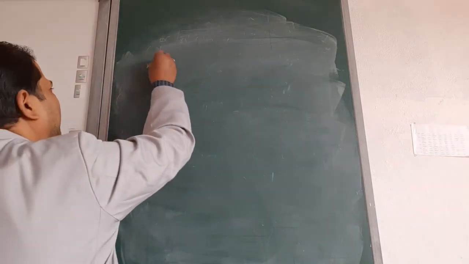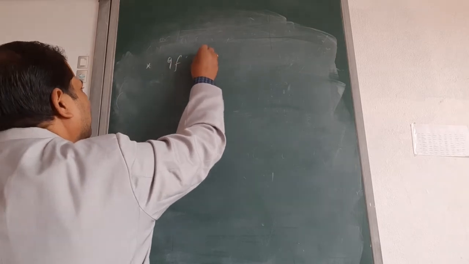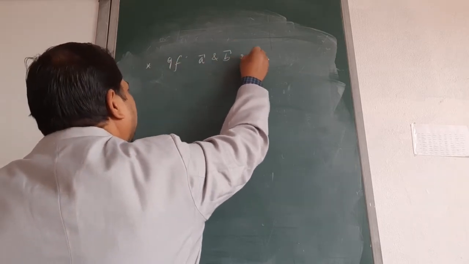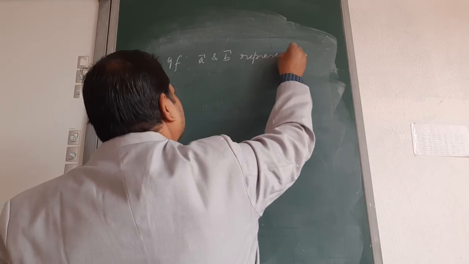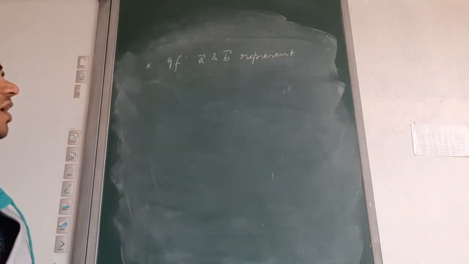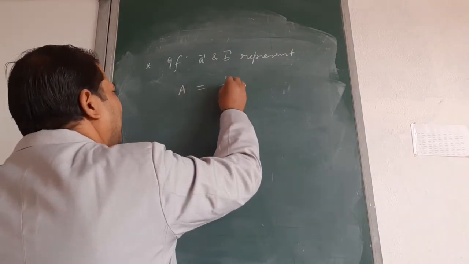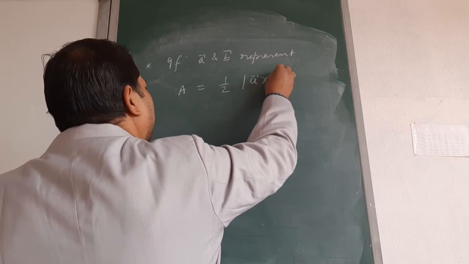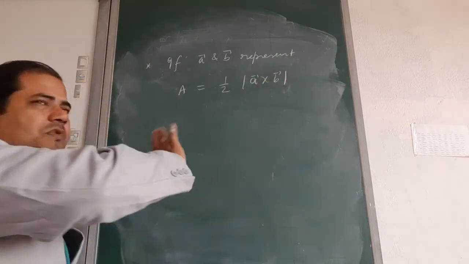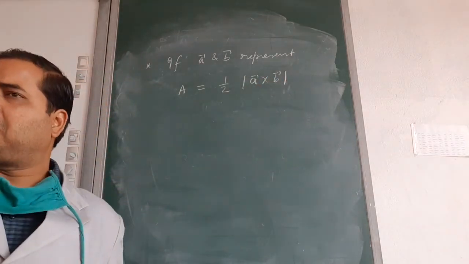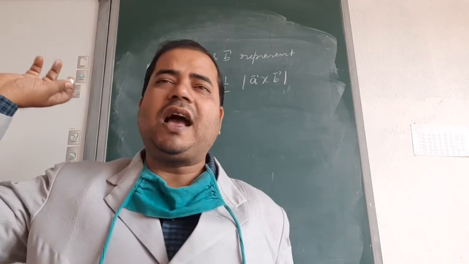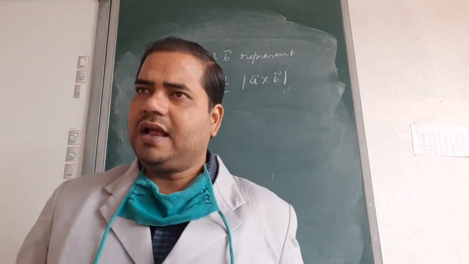If A and B represent the diagonals of a parallelogram, then area is half of mod of A cross B. अब इस area of triangle and area of पैरेललोग्राम में कोई डिफरेंस नहीं होगा अगर ए और बी क्या है? डायगोनल्स है. क्लियर है? ओके.